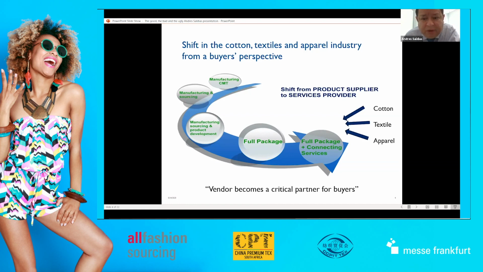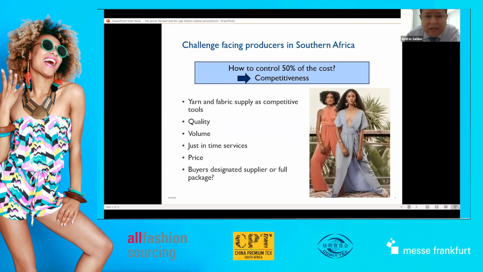Now, ideally, the preference of buyers is to deal and negotiate with fully integrated factories. There are several around the world that understand that in order to reach the best competitive prices, they prefer to be vertically integrated. Of course, it's a huge investment to have the textile portion in addition to the labor portion. And lately, there is a new trend, which is connecting services, which means that you will be taking care of all the logistics from the manufacturer to the buyer's warehouse. So as you can see, the vendor becomes a critical partner for buyers and has been progressing from just providing labor to providing full package and connecting services.